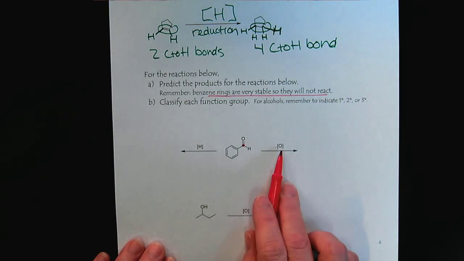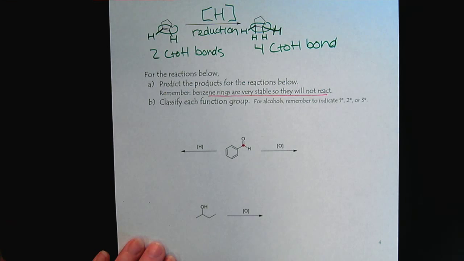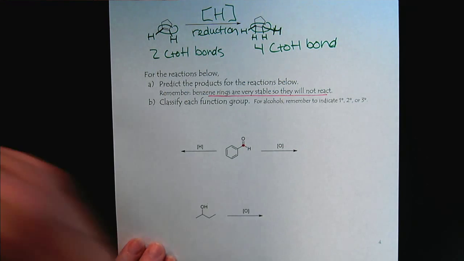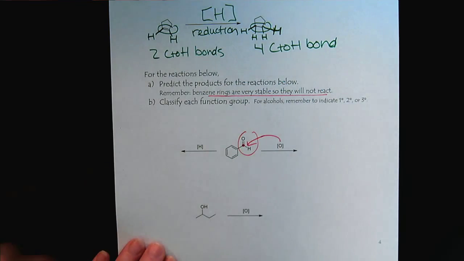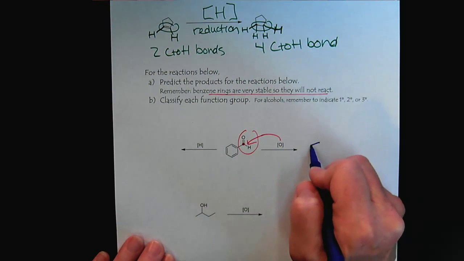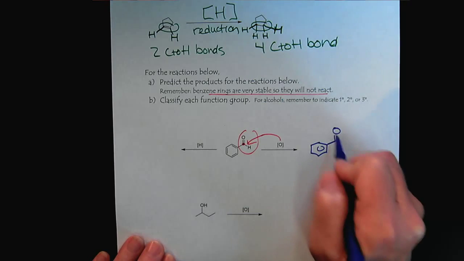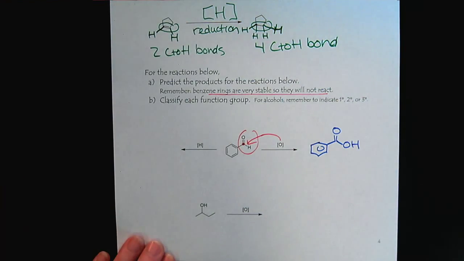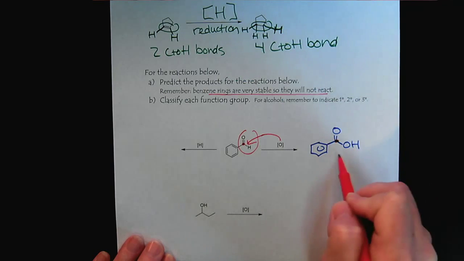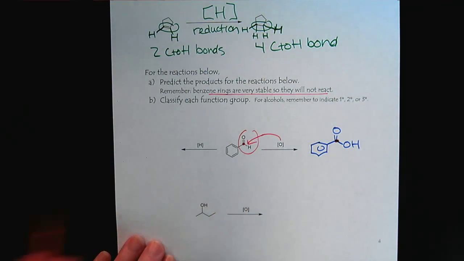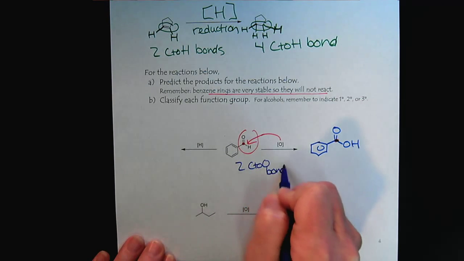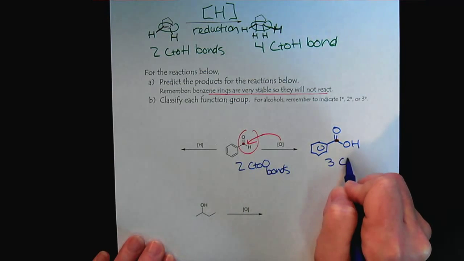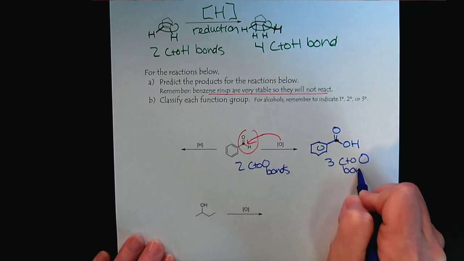So here, if we're going to oxidize, right, we want to increase the number of carbon to oxygen bonds. So this part's full, right, so we're going to add an O here. So we can oxidize aldehydes to carboxylic acids. So here we had 2 carbon to oxygen bonds, and now you see we have 3 carbon to oxygen bonds.